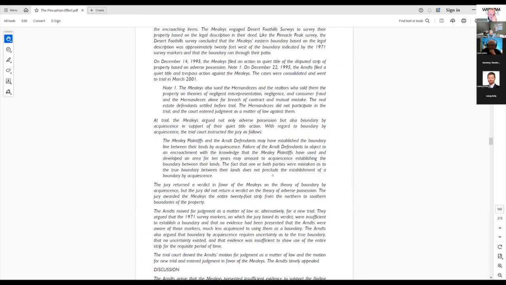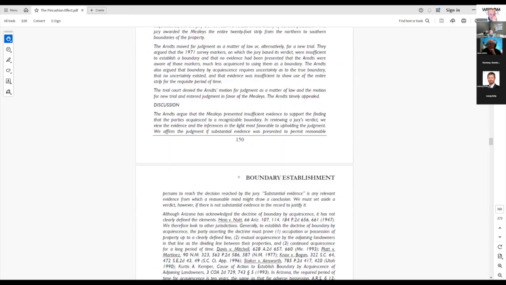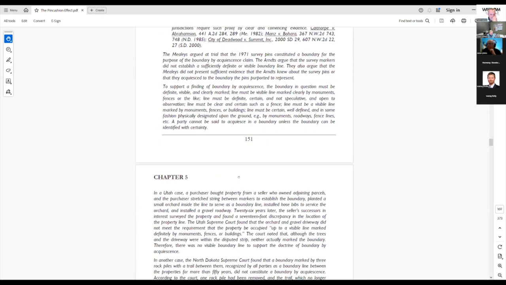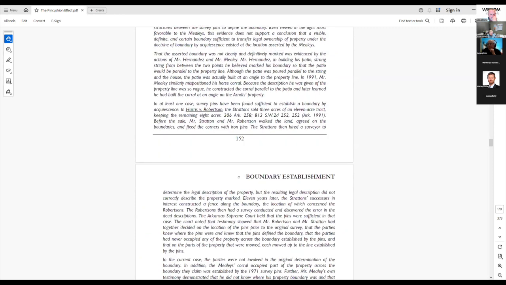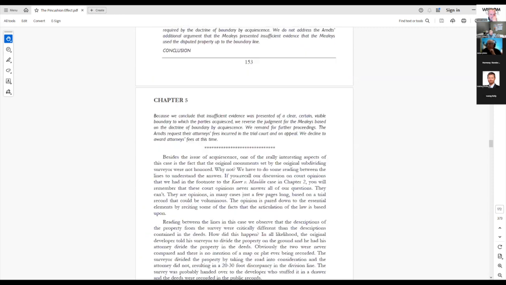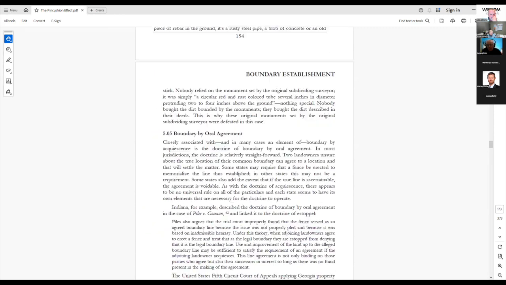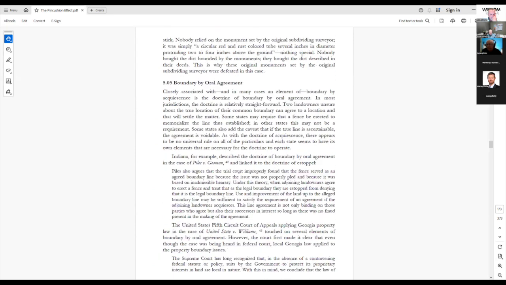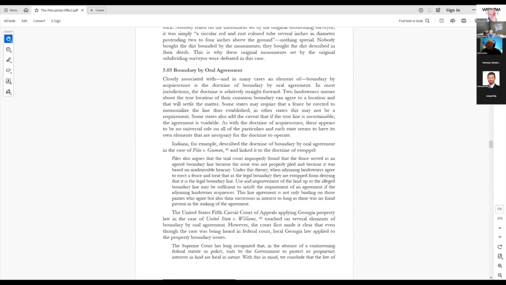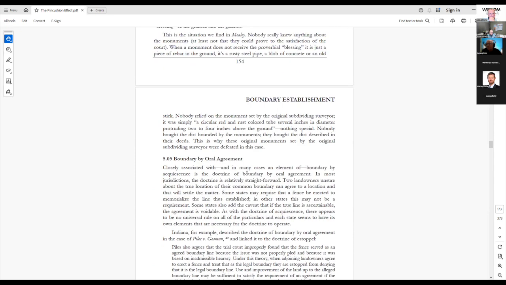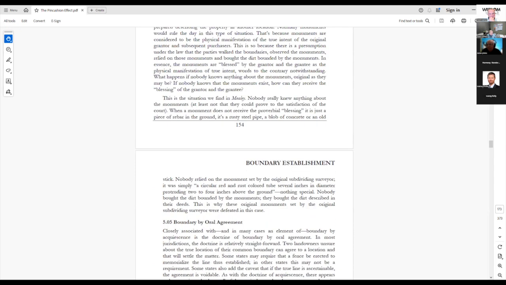I was going to read more of this court case, because there are some interesting things in here about original monuments. I think we've talked about a lot of that. So if you didn't read that, reread it, and we'll go from there. So jumping through the court case and jumping here just at the end of it, I'm going to go up just a little bit more before we get to boundary by oral agreement.